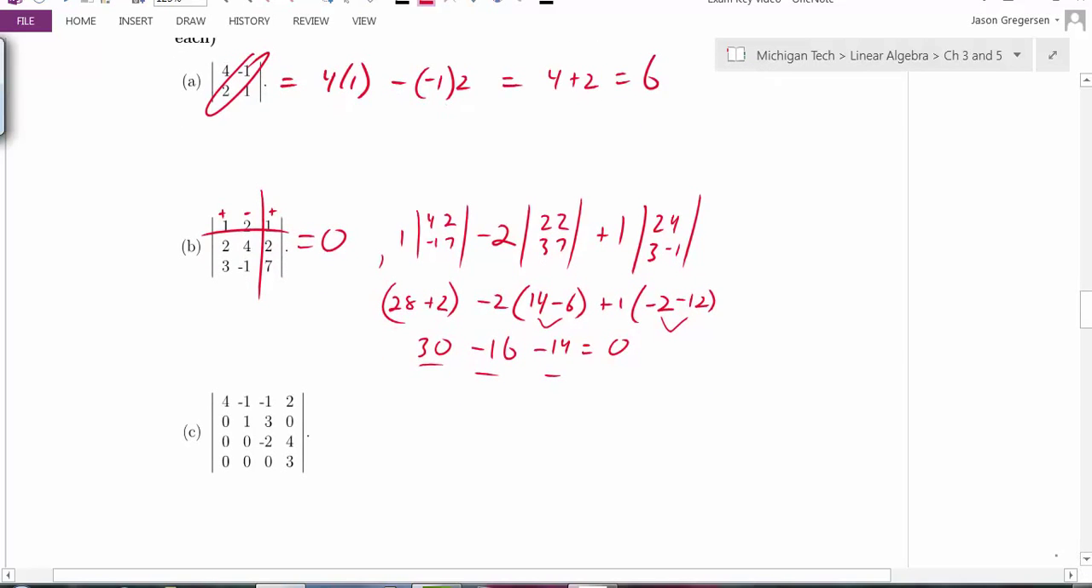Now I go to the last one, and you might think, ugh, 4 by 4, this is going to take me a long time to expand. But what I see here is this matrix is upper triangular. And the determinant of an upper triangular matrix is just the product of its diagonal entries. So this is 4 times 1 times negative 2 times 3. So here it looks like I get negative 24.